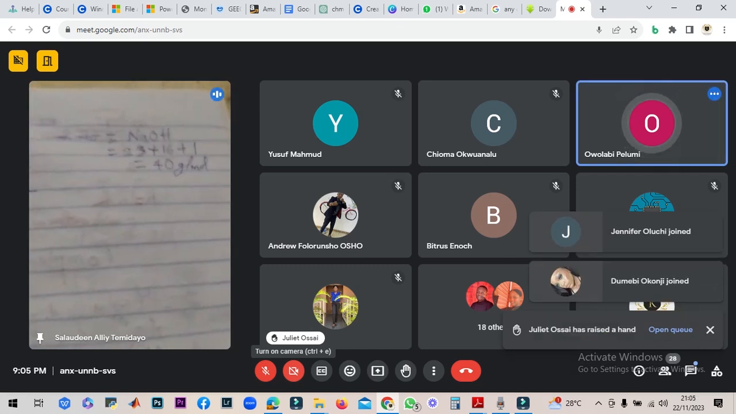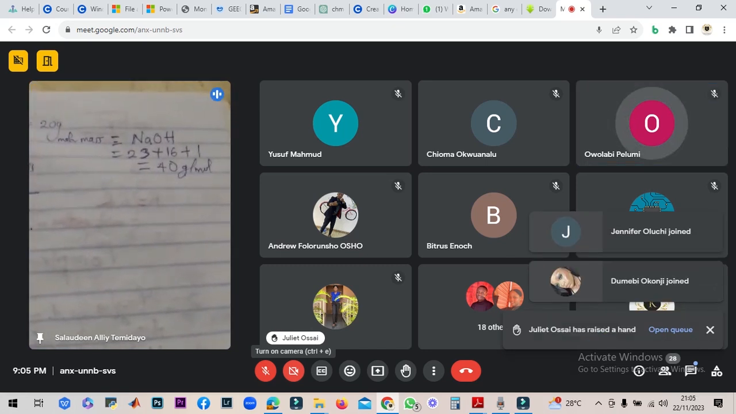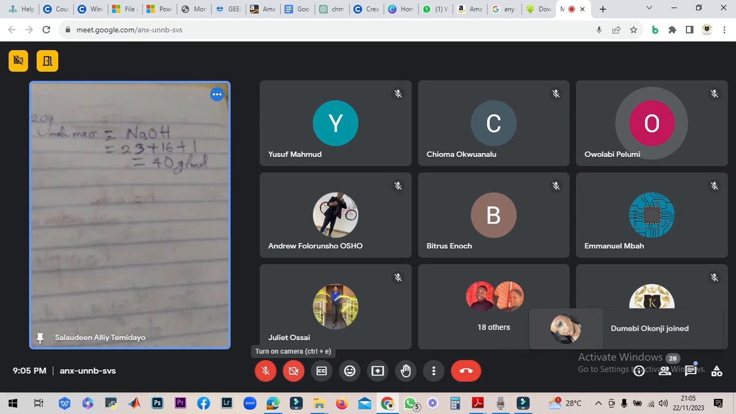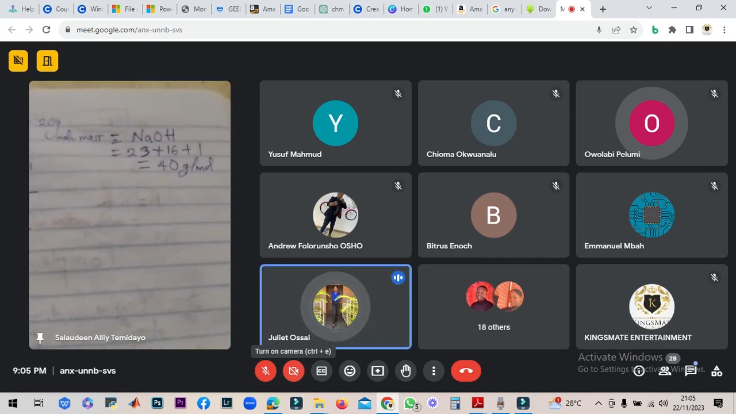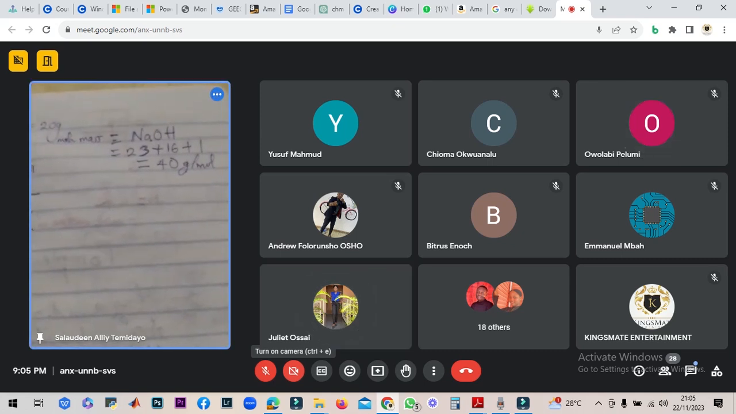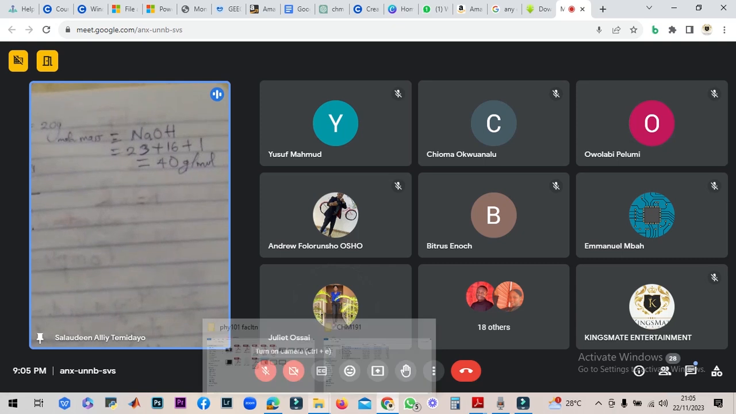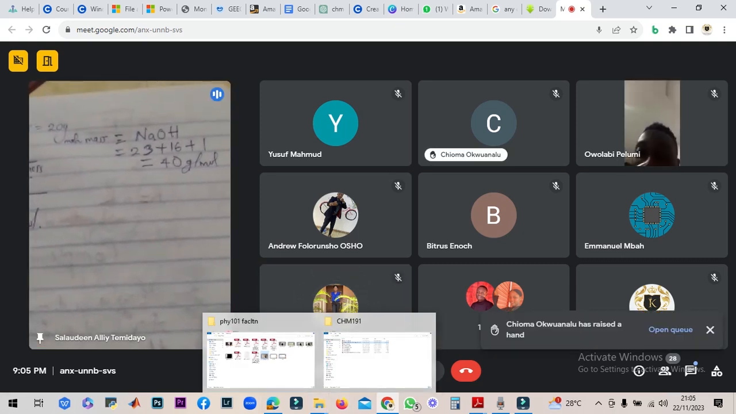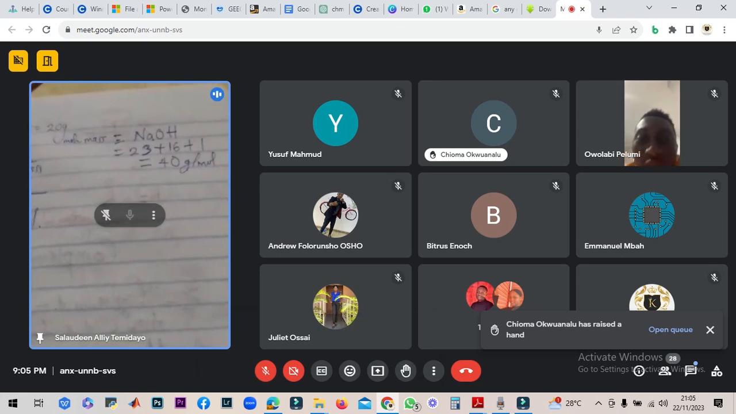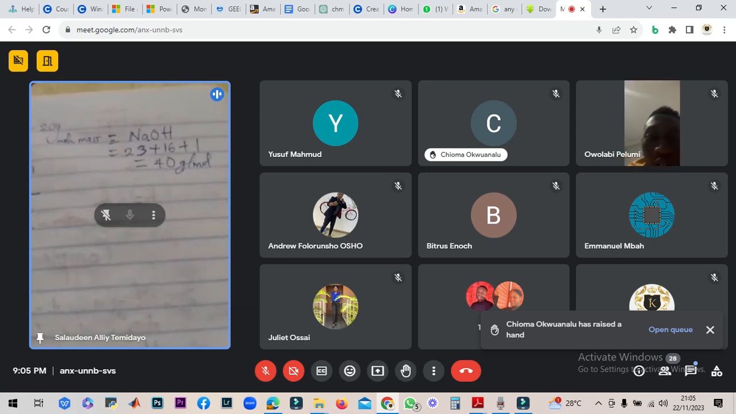Okay, Miss Juliet. I want to know, is it kilogram or grams? It is kilogram, that is the base unit. We're talking about the SI unit. It is kilograms. All right. Thank you, sir. Kilograms. So gram is just a factor of kilogram, that's 1/1000 of a kilogram.